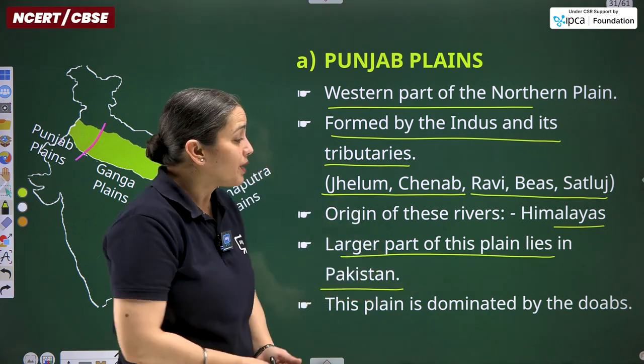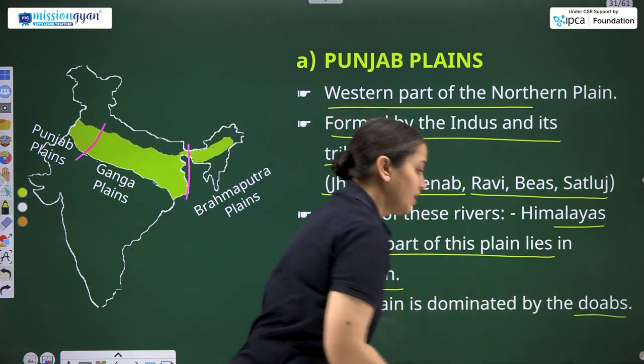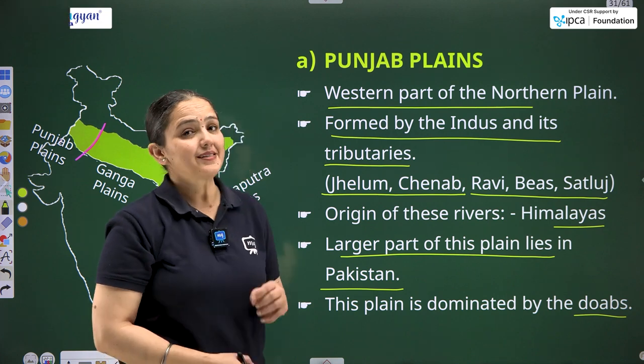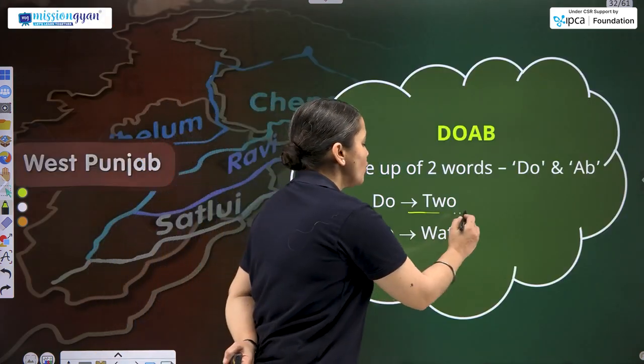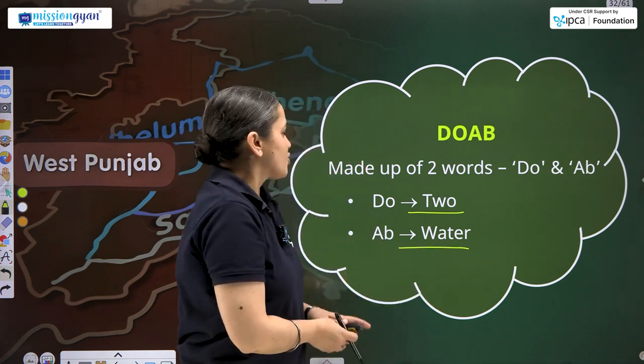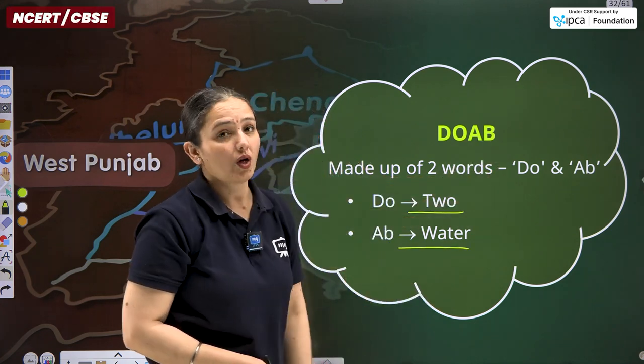So this plain is dominated by doabs. As you can see, doab is not an English word. So what does that stand for? Do means two, ab means water. So it is made up of two words, doab.